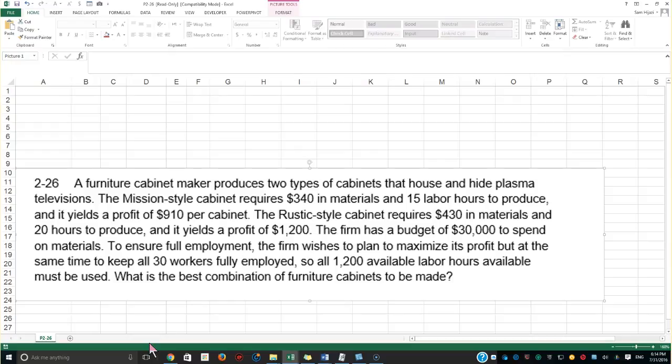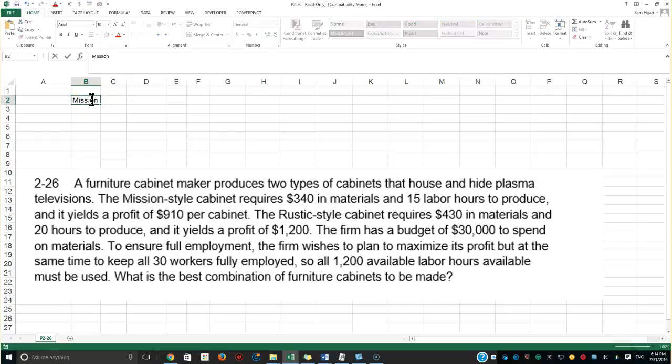The mission style cabinet. So we have a mission style cabinet. I'm going to immediately start taking notes so as not to forget. Cabinets require $340 in materials and 15 hours in labor. So I'm going to put the constraints here, because when we talk about some sort of requirement, that's part of the constraints. So we're going to look at the constraint regarding the material, before we forget and get lost with all the different details of the problem.